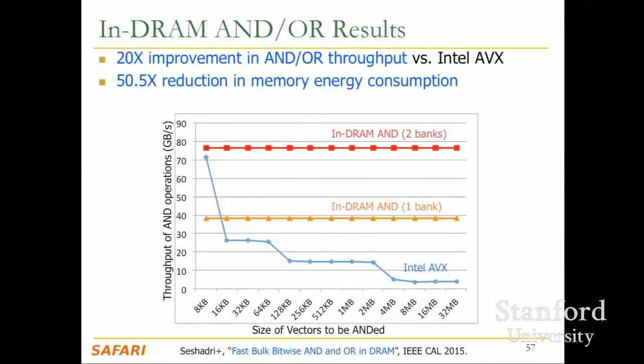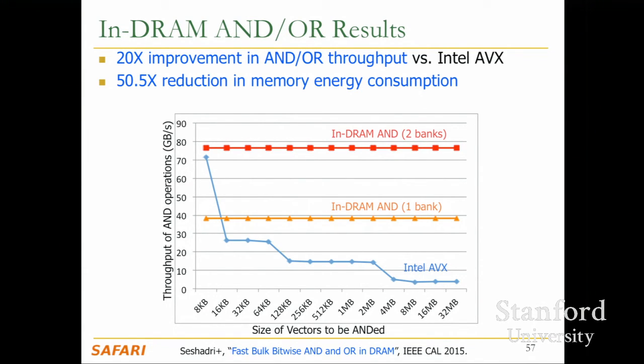So if you do this, what are the benefits you get? Basically, we see significant improvements in AND and OR throughput compared to the state-of-the-art mechanism, which does the AND and OR inside the SIMD units, Intel AVX over here. So Intel AVX actually works really well. This is the size of the vectors to AND or OR, and this is the throughput of the AND operations. If your vectors are really small, you fit in the cache, so your SIMD units are very effective, actually. You get very high throughput.